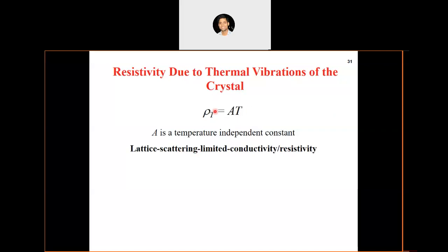So by applying kinetic molecular theory to the atoms and the Drude model of conduction, we have derived the temperature dependence of resistivity, which comes out to be directly proportional to the temperature. Any questions on what we have discussed so far?